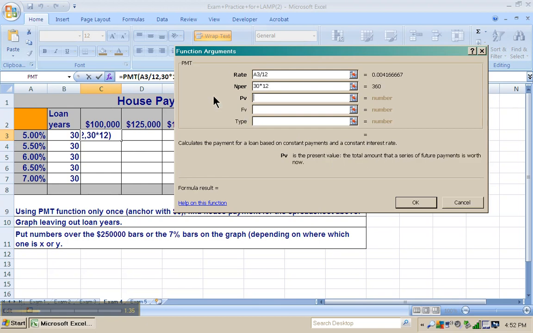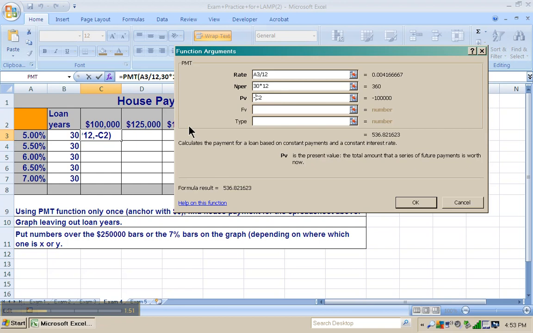Okay, and the present value is the value of the house right here. And so in this first case, it would be 530. And so in this particular case, we're going to put minus this amount, so it comes out positive. Otherwise, the graph is going to look strange.